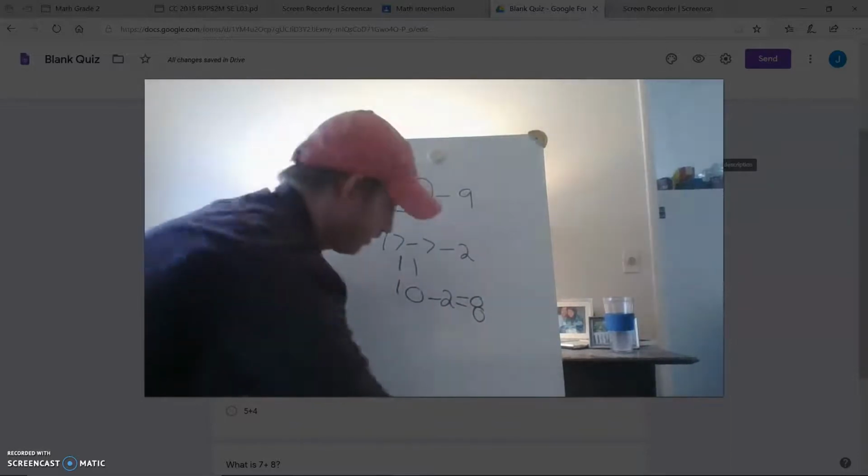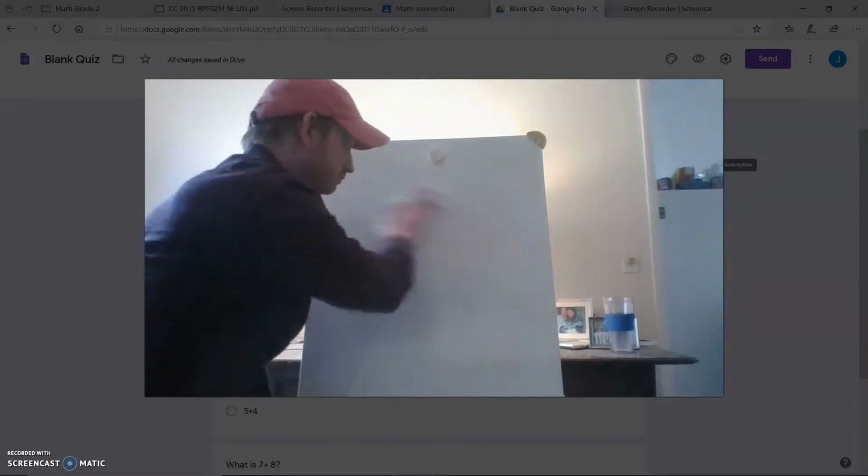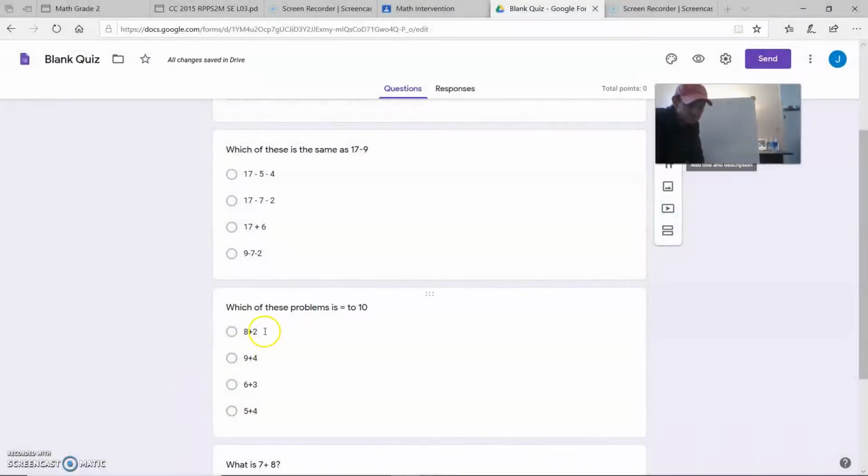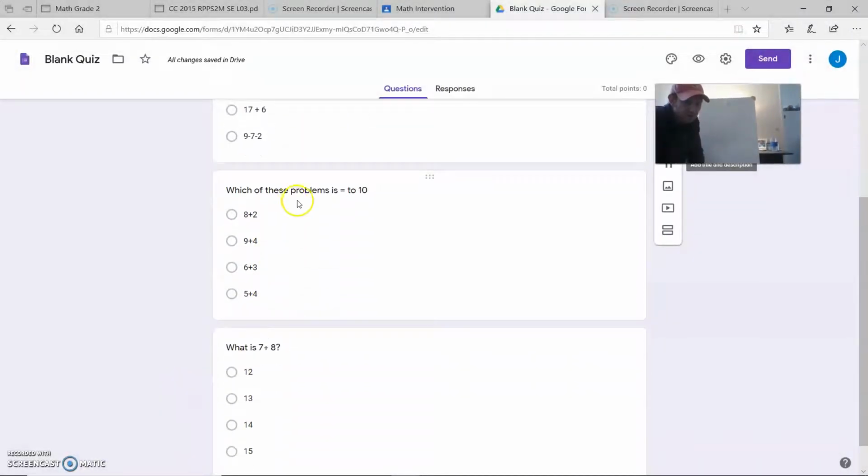All right, let's move on to the next question. The next question reads, which of these problems is equal to 10? 8 plus 2, 9 plus 4, 6 plus 3, 5 plus 4. Well, I'm not even going to write this one down because this is something that we should be starting to get into our heads. What makes 10? And the only thing here that makes 10 is 8 plus 2.